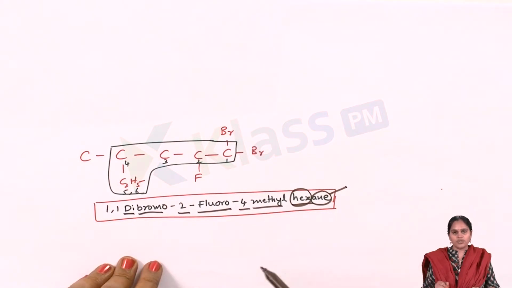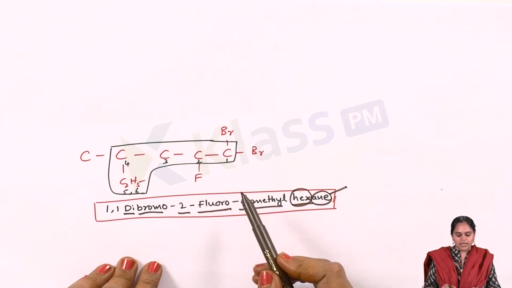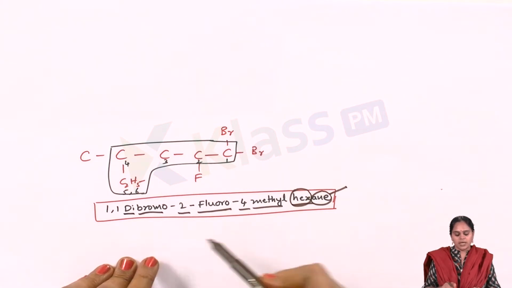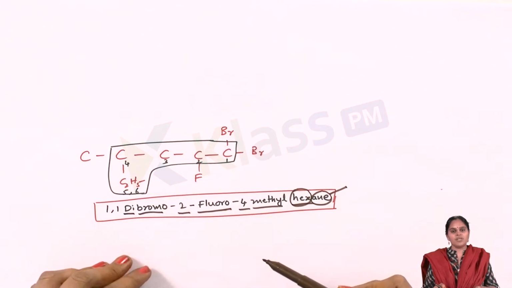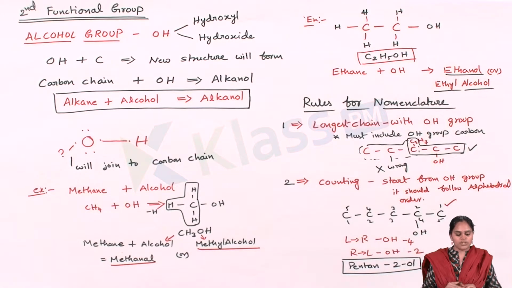By reading this one, we should understand that in the hexane, that is a 6 carbon chain, in the first place 2 bromos are added, and in the second carbon fluoro is added, and the fourth carbon is having methyl, that is C2H5. In this way you have to understand the naming convention. Till now we discussed the halogen group. There are other functional groups.